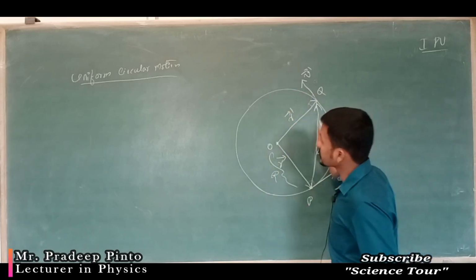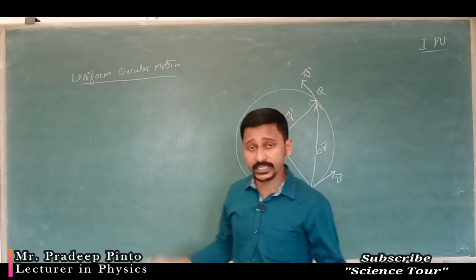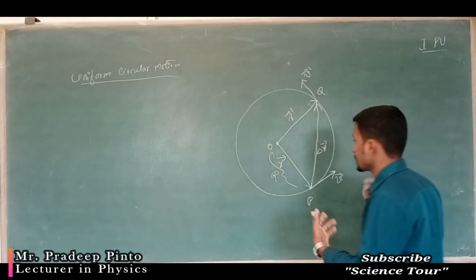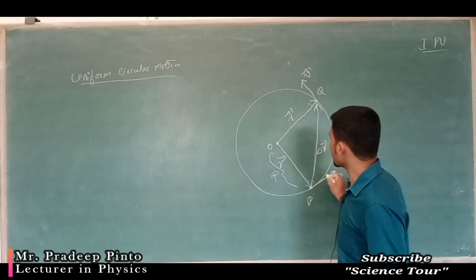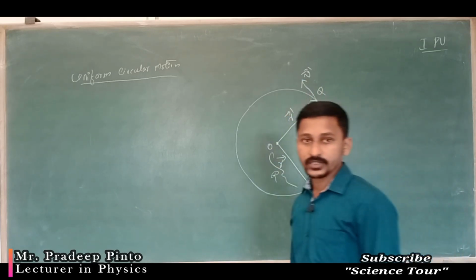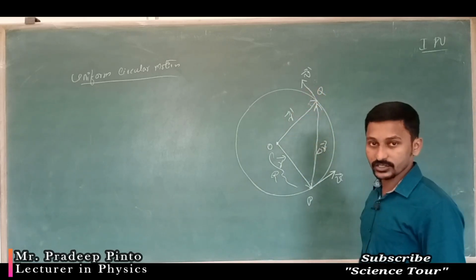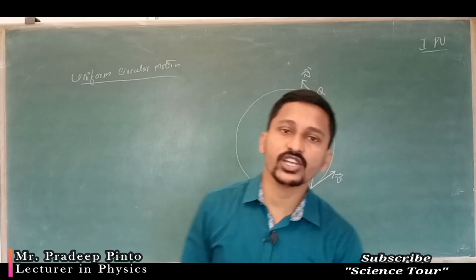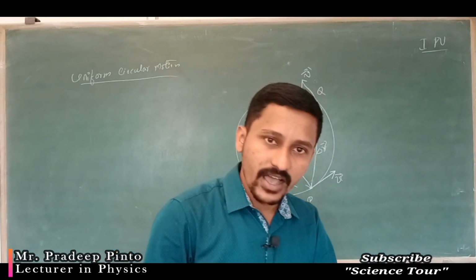With a constant speed it is moving, 23 meter per second, 23 meter per second, like that it is moving, or 20 meter per second, 20 meter per second only it is moving. But at each and every point it changes the direction, no? Because the vector direction changes, so there is a change in velocity. If there is a change in velocity, there is an acceleration.